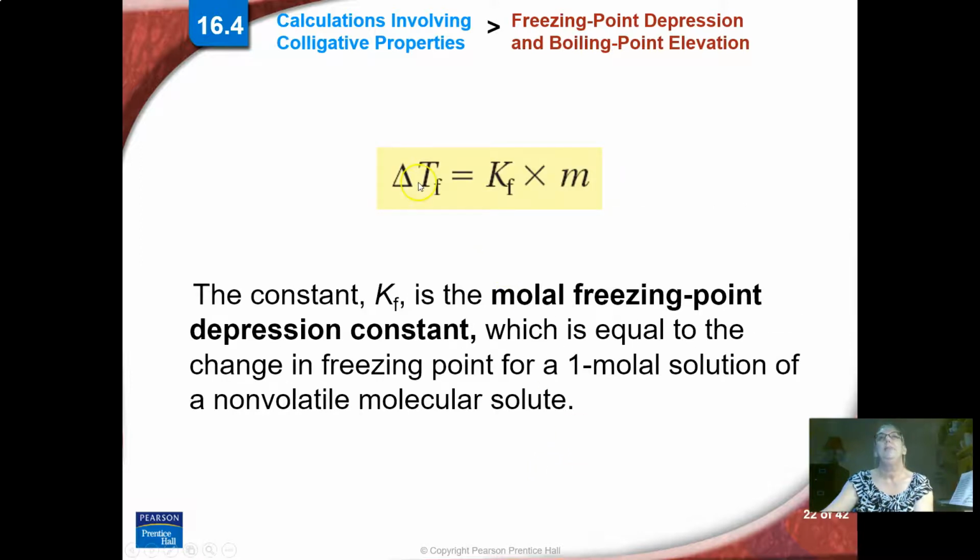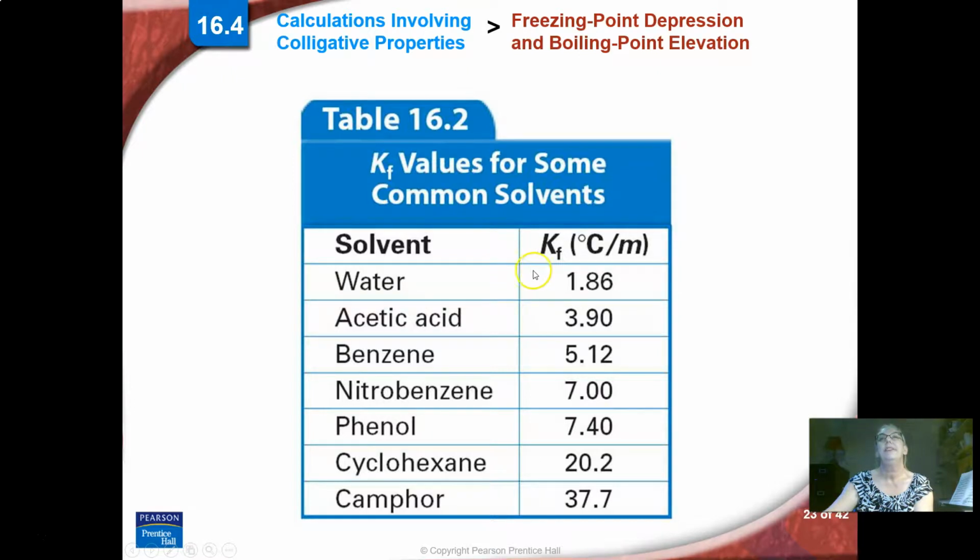So that change in temperature from the regular temperature for freezing point is molality times a constant. So this constant has to be given to you. Here's the constant. So if you had to do this problem, we'd have to give you that constant. You would not know that one yourself.